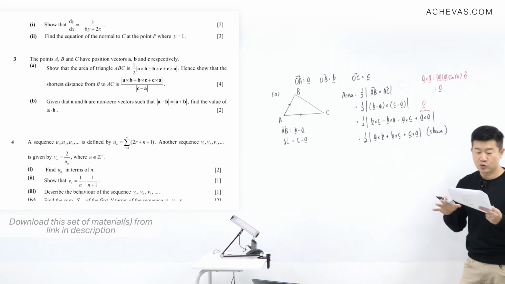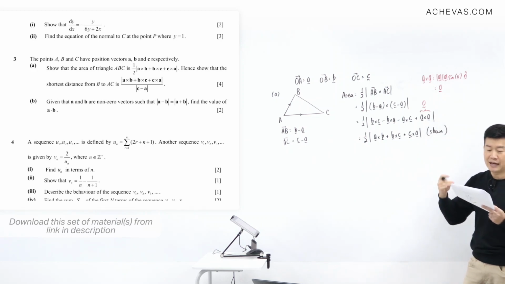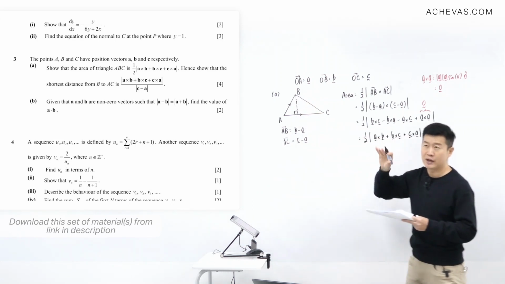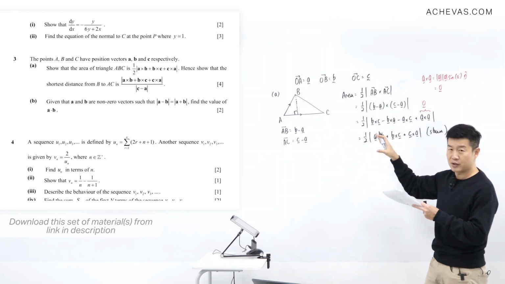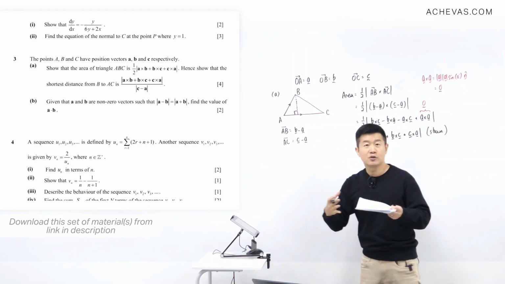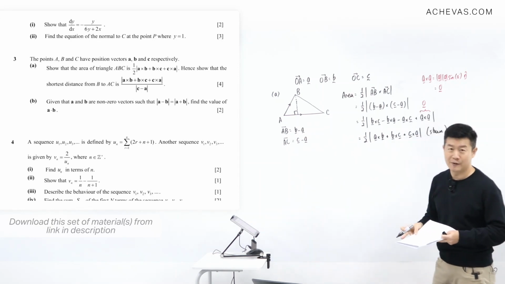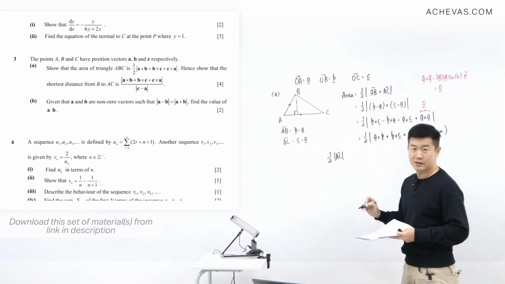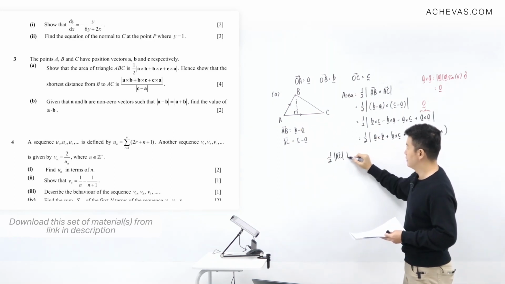Hence, the question says, show that the shortest possible distance from B to the line AC is equal to that expression. The shortest possible distance from B to the line AC. So we are looking at this. What is this if I were to look at it from the perspective of the area of a triangle? This length here, this shortest possible distance from B to AC, is also the height of the triangle. So area is half times base. Base is AC modulus, right? This is the length, times height, which is what I've just drawn here.